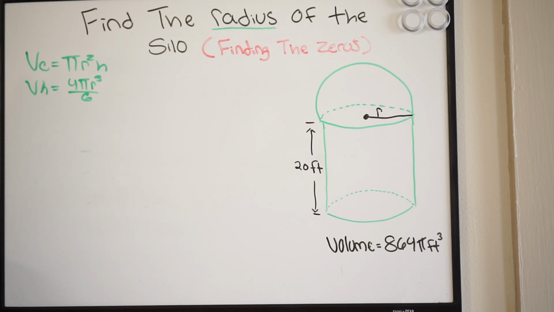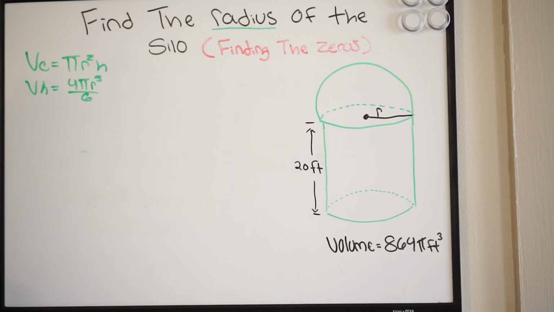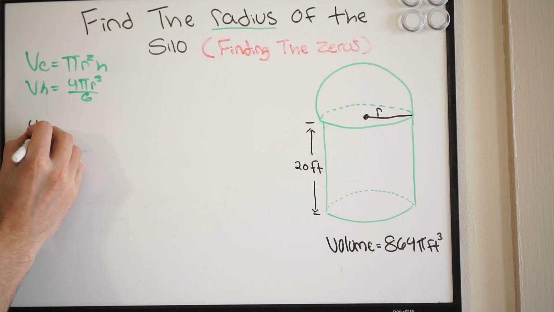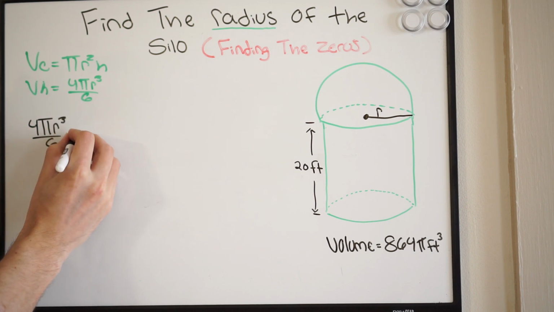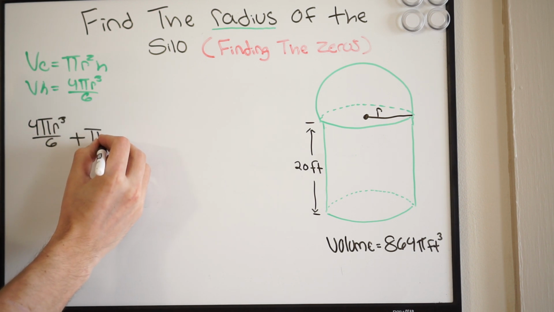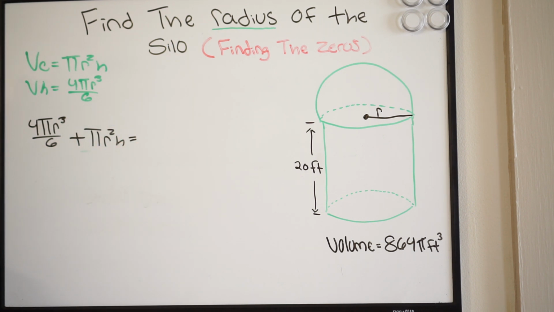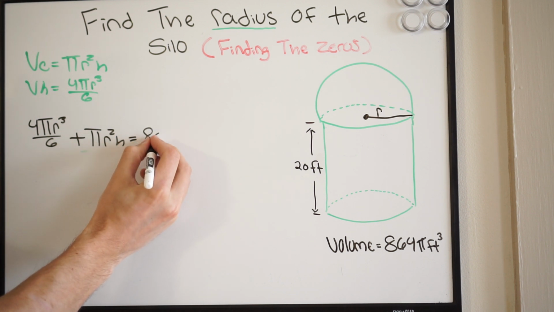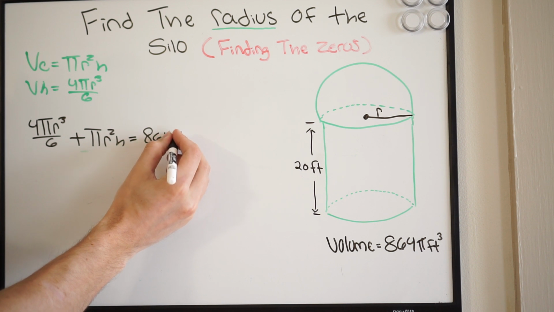Knowing that, we now have what the volume of a hemisphere is. We have the volume of a cylinder. If we add these two together, it should equal our total volume, which is 864 pi cubic feet. So why don't we go ahead and do this? If I add the volume of a hemisphere, 4 pi r cubed all over 6, plus the volume of a cylinder, this is going to equal my total volume, which is 864 pi cubic feet. And we're going to leave out the units here.